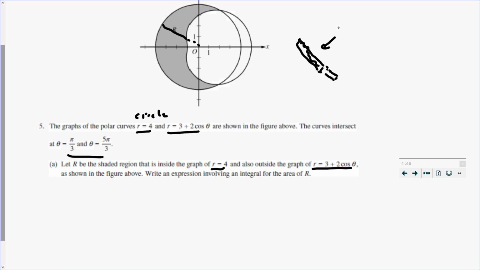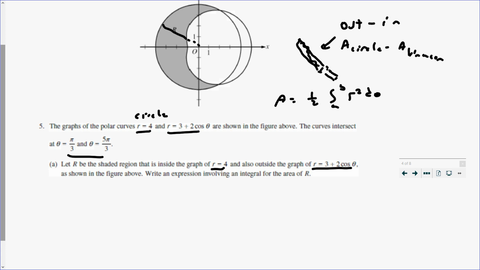Well, how do we get the shaded region? We're going to take the area of the outside minus the area of the inside. Well, what's on the outside? The outside is the area of our circle, and the inside is our limaçon. So we're just going to subtract those two areas. So let's review. How do you find the area in polar? That was just 1/2 integral from A to B of r squared d theta.